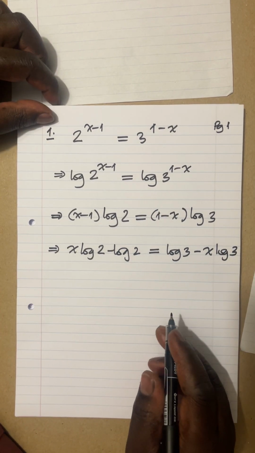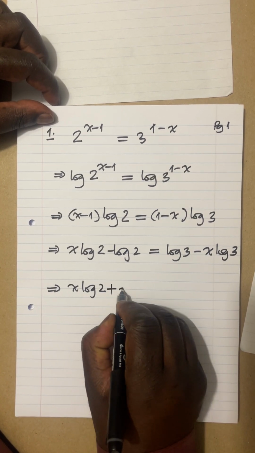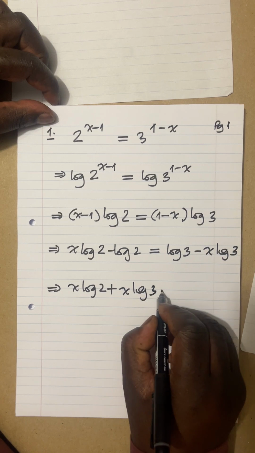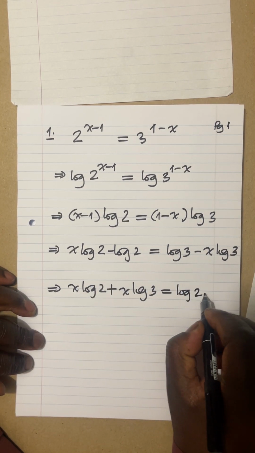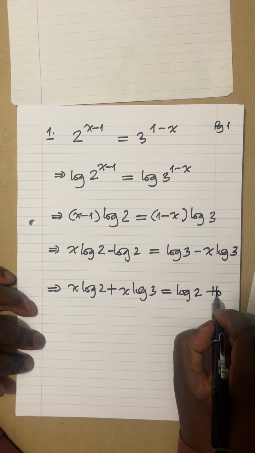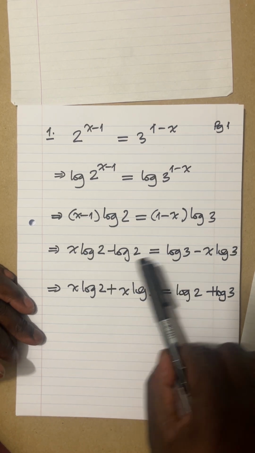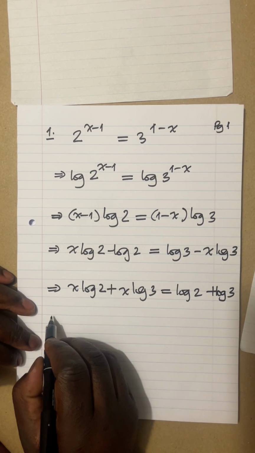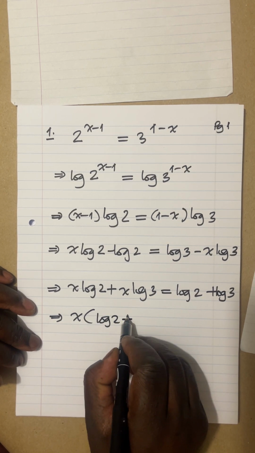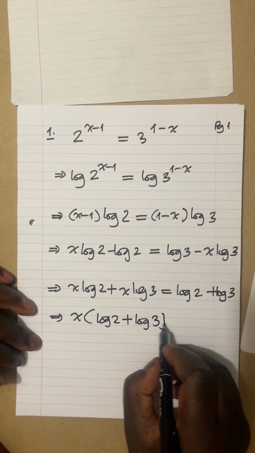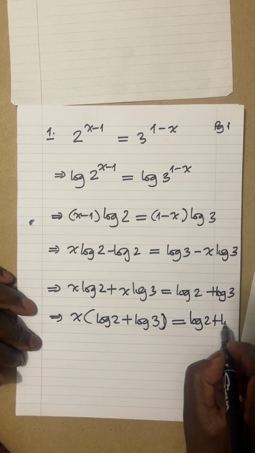Let's put like terms together. This is going to be x log 2 plus x log 3. On the right hand side, take log 2 to the other side, it will be log 2 plus log 3. Because log 3 is positive and we're adding log 2 on both sides. This is what we get. Let's factorize the left hand side. So a common factor is x. We have log 2 plus log 3. And on the right hand side, we have log 2 plus log 3.